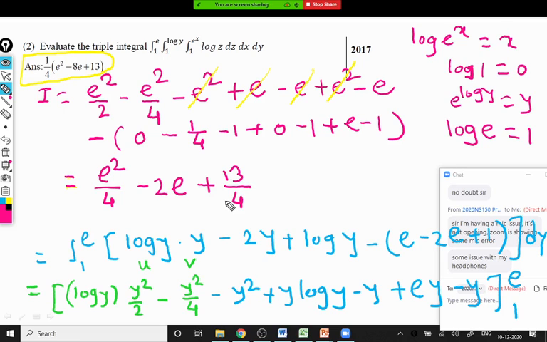That's the required answer. This is the answer. Sir, how many marks question is this? Pardon? How many marks question is this? This is for 5 marks.